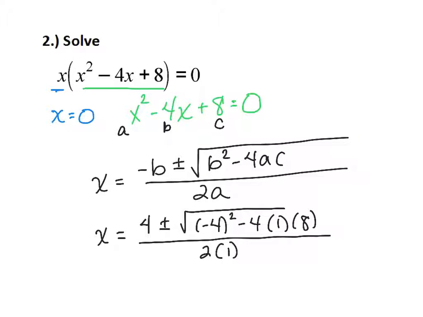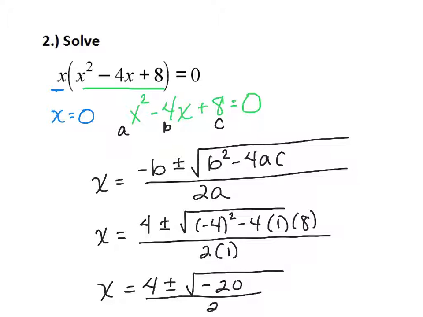There's the quadratic formula with the numbers substituted in. Let's keep simplifying. I get 4 plus or minus the square root. And we have 16 minus 4 times 8, which is 32. So that will give us a negative 16.